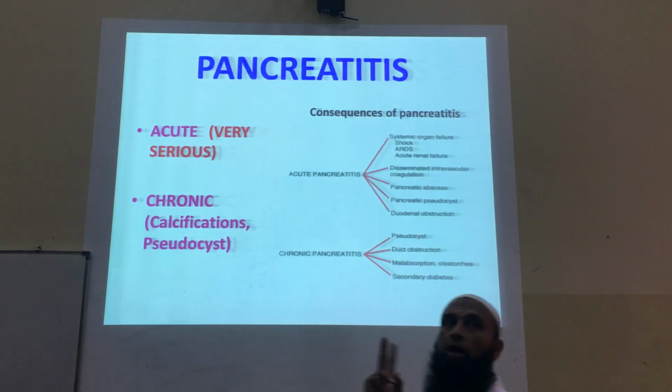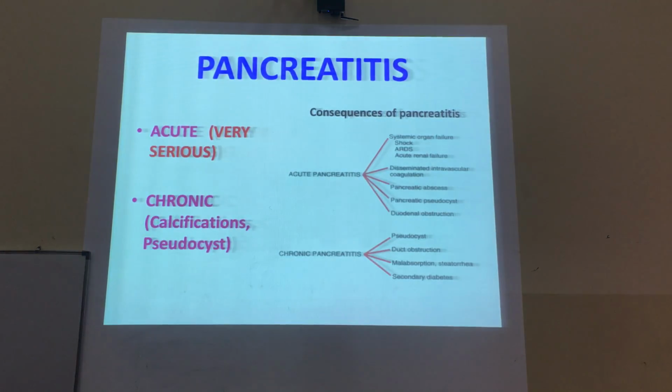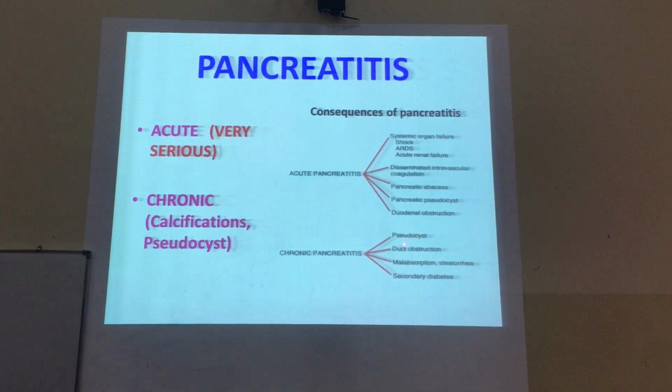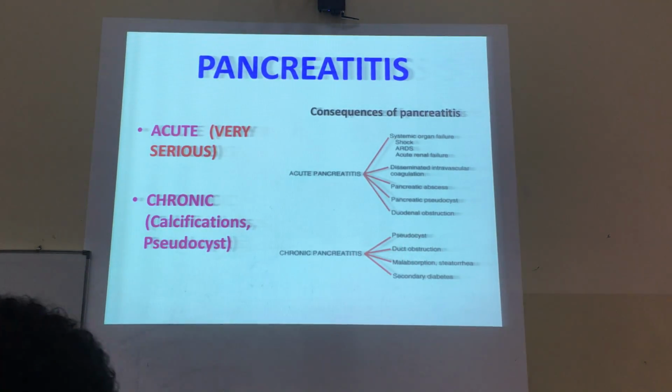Okay? So these two are very important differences between acute and chronic pancreatitis. Number one, malabsorption. Number two, it can cause secondary diabetes mellitus. And obviously pseudocysts are also more common as a consequence of pancreatitis.